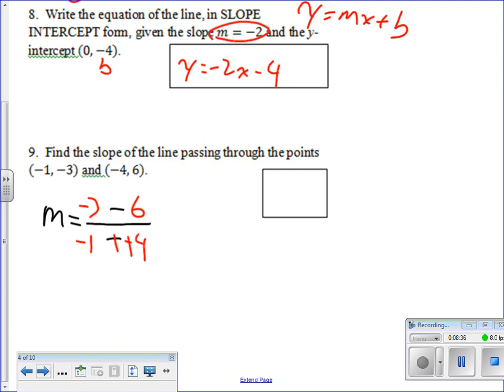Make that a double positive. 2 negatives make a positive. Negative 3 minus 6, I get negative 9. Negative 1 plus 4 is 3. That's negative 9 over 3, so my slope is negative 3.